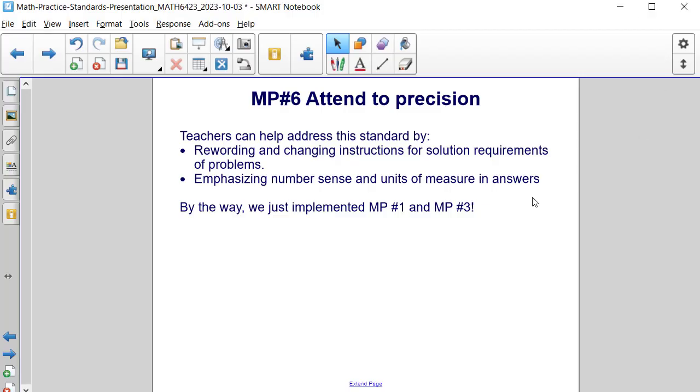By the way, when we asked you to pause the video and think about the question on the last slide, we implemented mathematical practice standards number 1 and number 3.